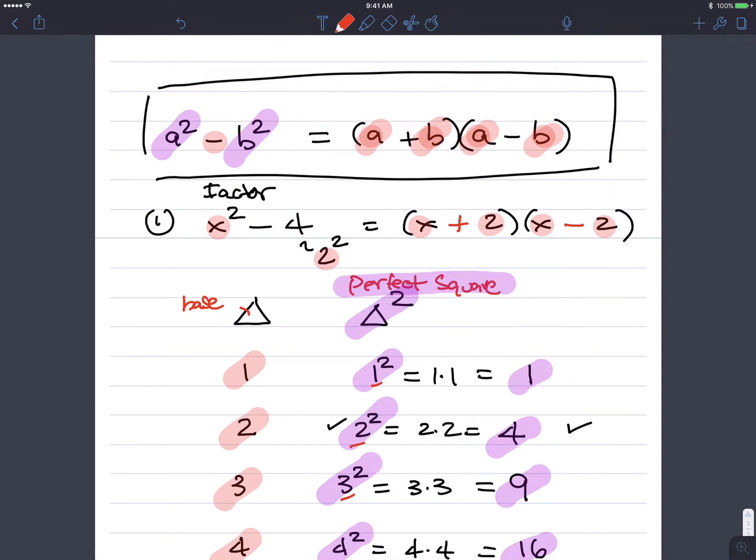Plus and what? Minus. They're opposite. So what you guys have here is you factored the difference of 2 perfect squares. So you need to know 2 things: What's a perfect square? And what is the base? If you know those 2 things, you can factor by this formula. Okay, anybody have any questions on that?